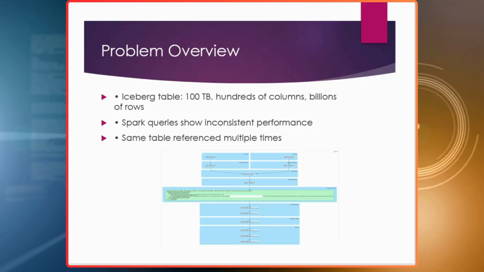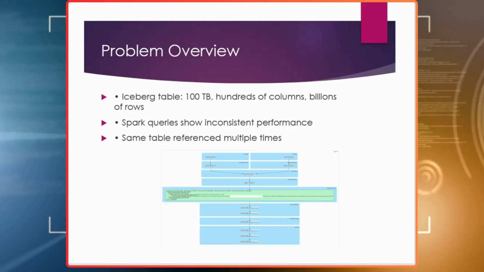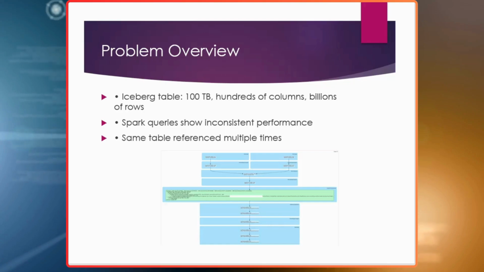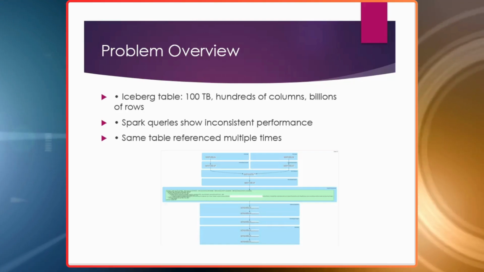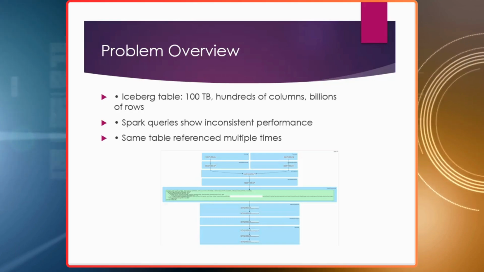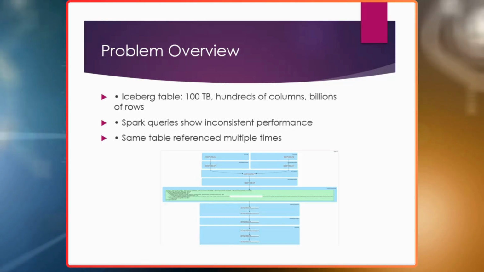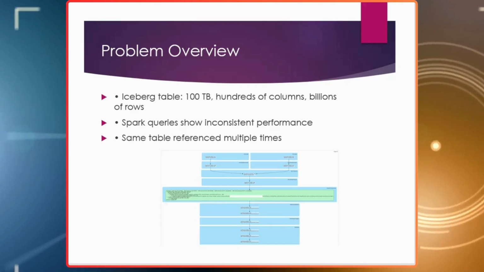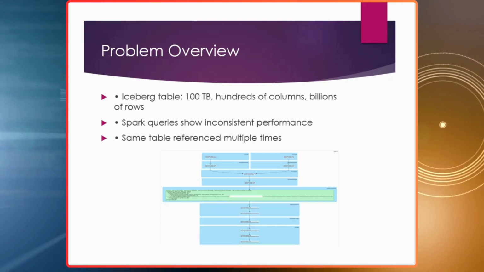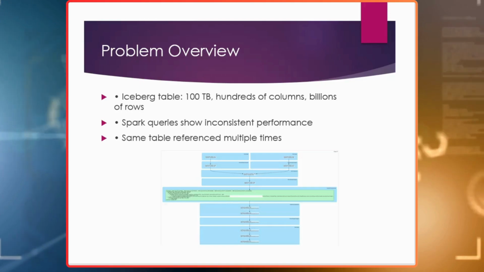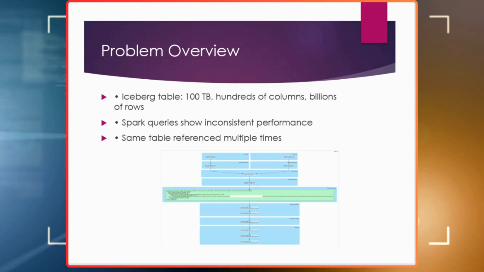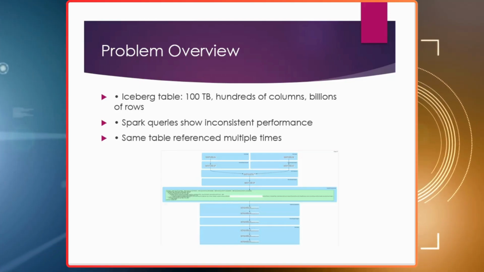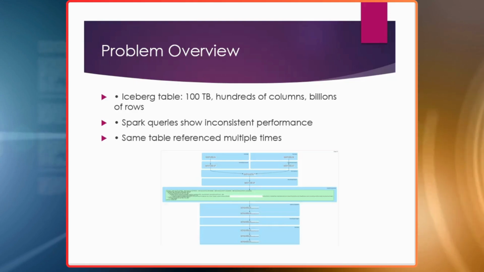So we have a production Iceberg table, and it is approximately 100 terabytes in size, and it has hundreds of columns and billions of rows. And we have Spark queries running on the table, and they show inconsistent performance. That means if the query runs at a certain time in a day, it takes maybe 5 minutes. If you rerun the same query, it takes maybe 10 times longer the second time and maybe 15 times longer the third time. So it is very inconsistent in the results.